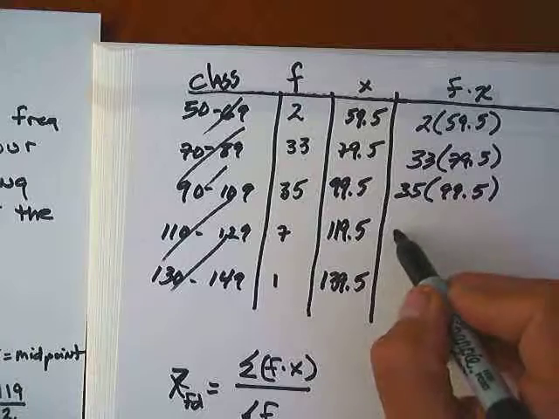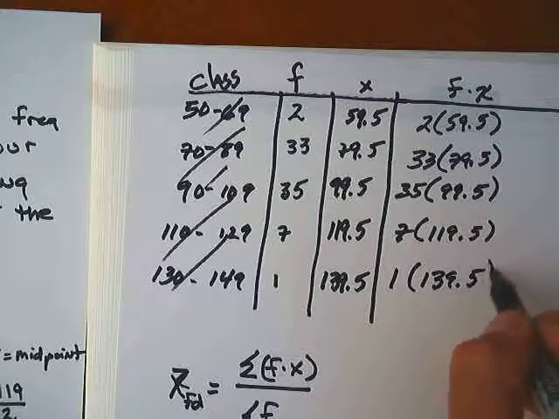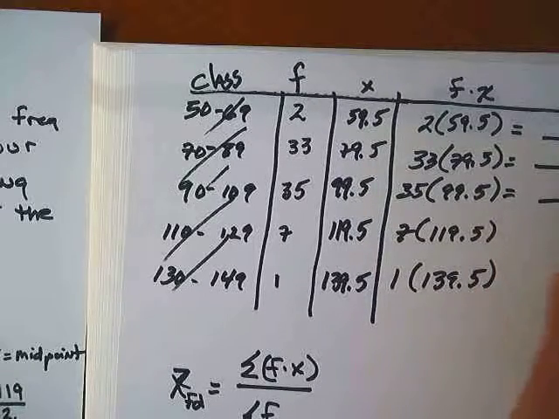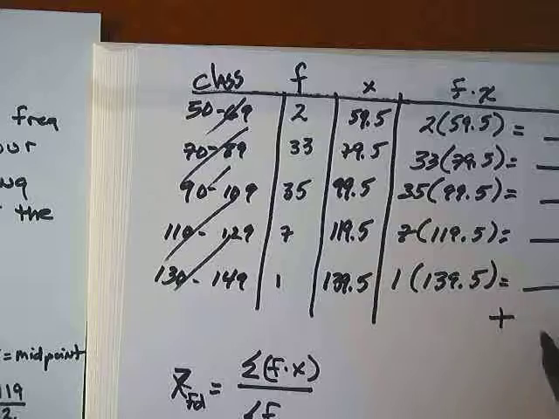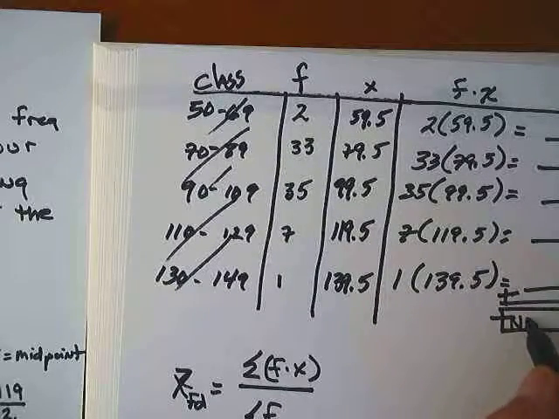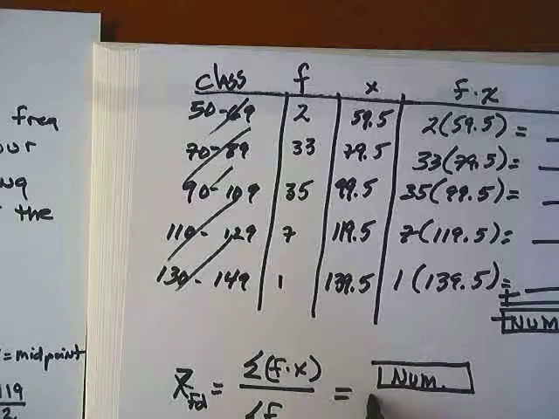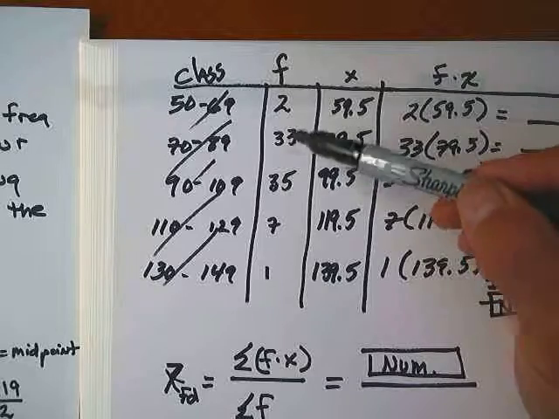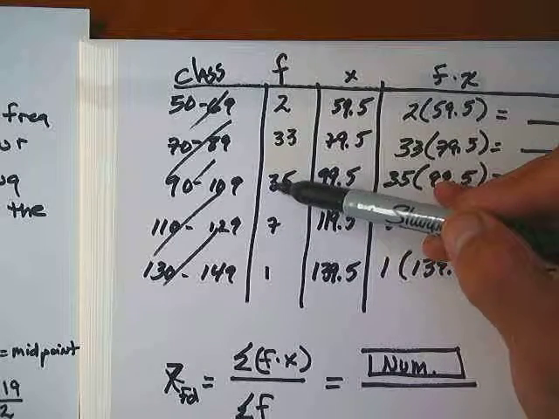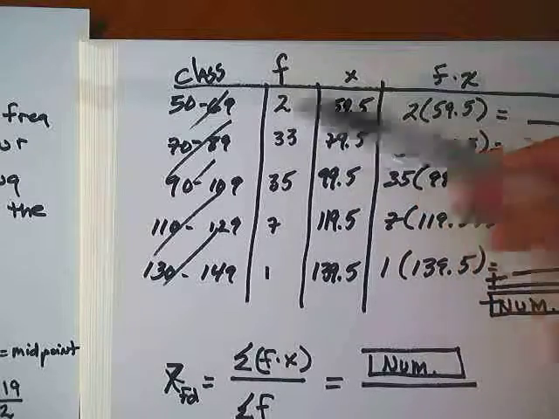I think we said that was 77 or whatever this comes up to. Anyway, we multiply F times X. I'm not going to do it with a calculator, I'm just going to write it out. So that'd be 2 times 59.5, 33 times 79.5, 35 times 99.5, 7 times 119.5, and 1 times 139.5. Each one of these is going to give you a number, and you add all those up. That's going to give you a number, and we're going to call it the numerator.